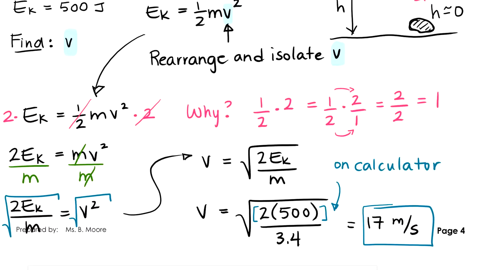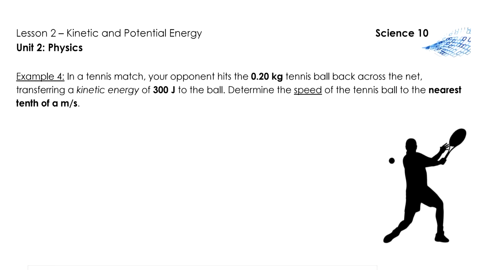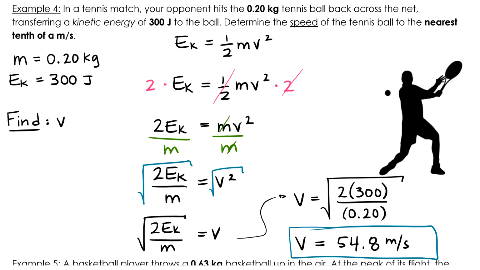Okay, please try example 4 on your own, which is very similar to what we just did, to practice this new skill of rearranging equations and solving for speed. Pause the video here while you try it, and then we'll compare answers. Okay, here's my answer. We were asked to round to the nearest tenth of a meter, so I got 54.8 meters per second.